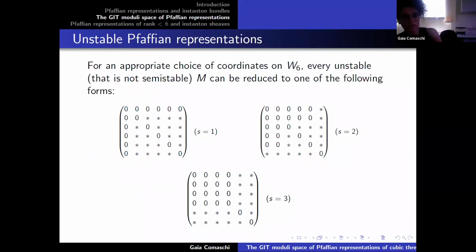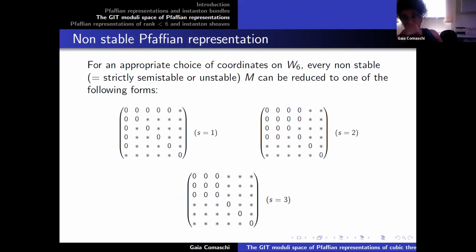So roughly speaking, an unstable, that means not semistable, matrix can be reduced to one of the following forms. If we are able to find coordinates on W6 that allow us to write the matrix as having one of these blocks of zeros, then we will have an unstable point, so points in the null cone.